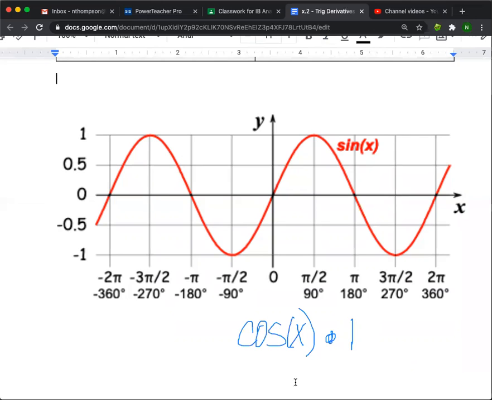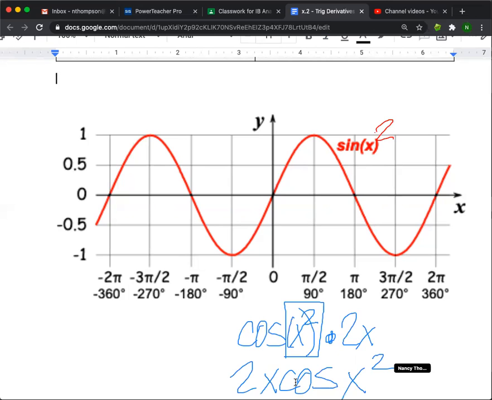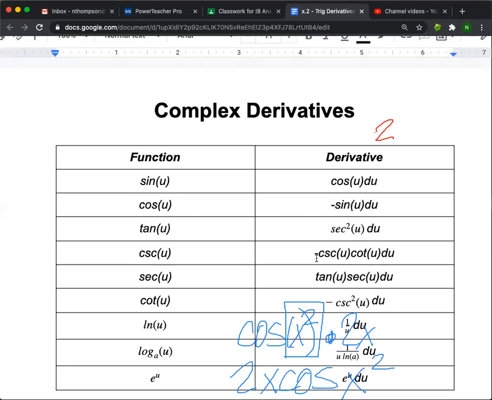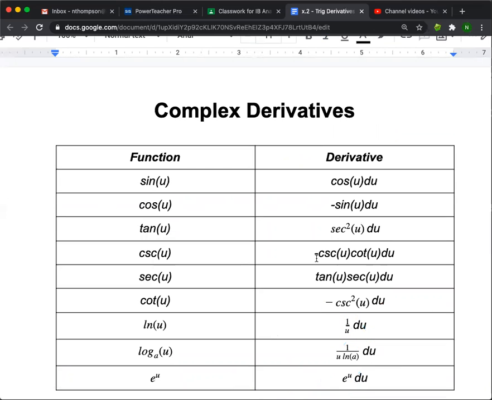But what if this equation instead were sine of x squared? If we had sine of x squared, then I would leave the inside the same. I would have cosine of x squared. But at the end, I would have to multiply it times the derivative of this x squared part, which is just 2x. So the derivative would be 2x cosine of x squared. It's pretty straightforward and pretty easy. But I can go ahead and talk through the rest of them.